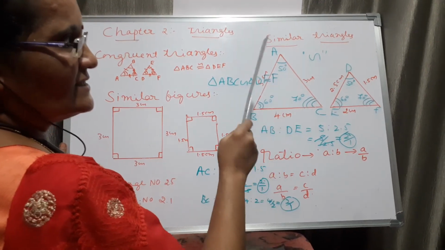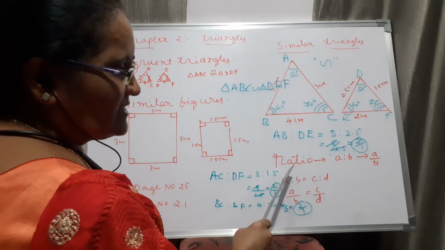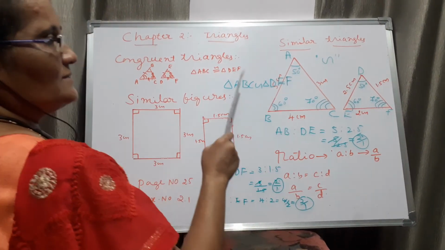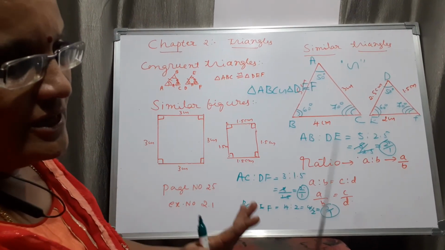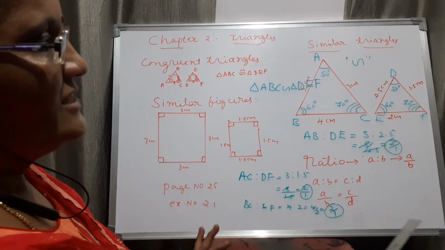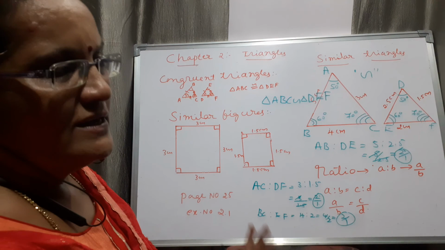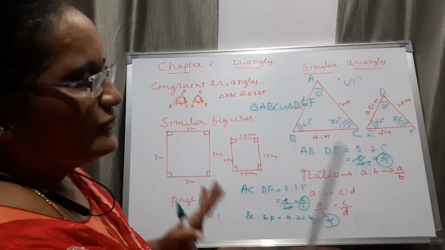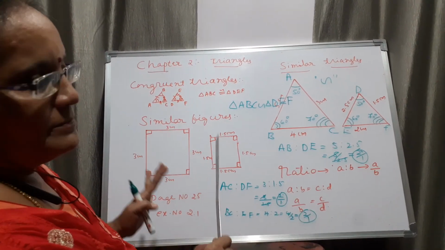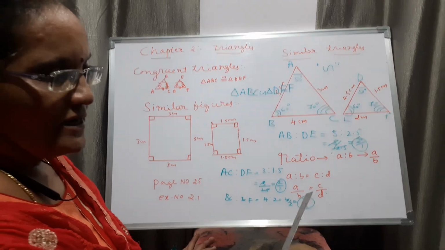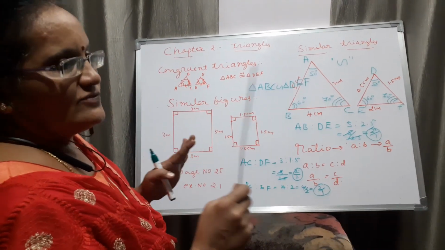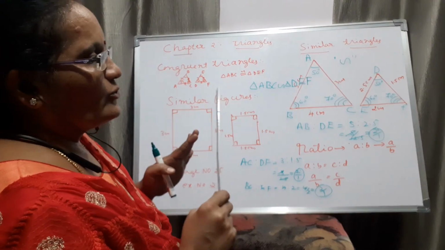Based on this similarity, based on this ratio, we are explaining the first theorem, that is Thales theorem, also called the basic proportionality theorem, that is BPT. First I will give the statement of the basic proportionality theorem or Thales theorem, as well as the converse of that, and the corollary of that.